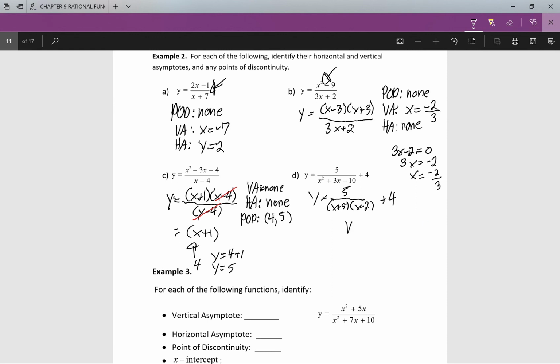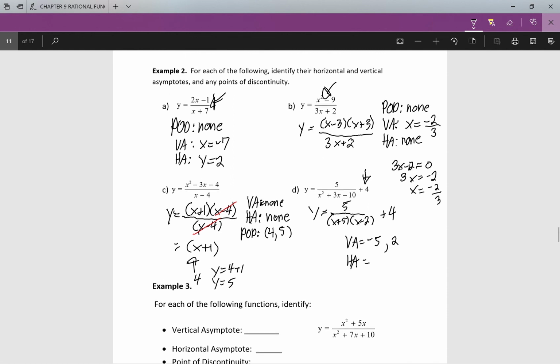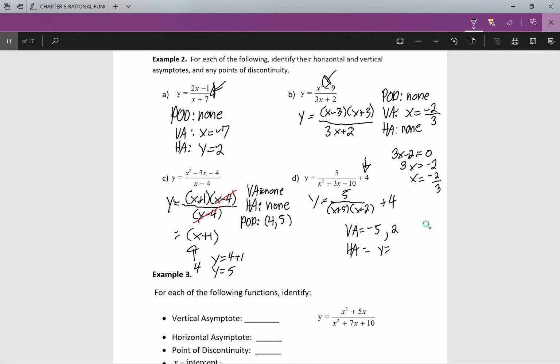My vertical asymptotes are going to be at x equals negative 5 and at x equals positive 2. Now, my horizontal asymptote. If I were to take this 4 and put it back into that fraction, that 4 would become attached to that x squared. Or, if you remember from the previous lessons, when we have that plus 4, we can just simply say that's going to be my horizontal asymptote. So I get it at y equals 4. The reason this is occurring is because we're in a slightly different form than we had in our previous questions. Then, finally, my point of discontinuity, well, nothing canceled off, so again, we don't have a point of discontinuity.